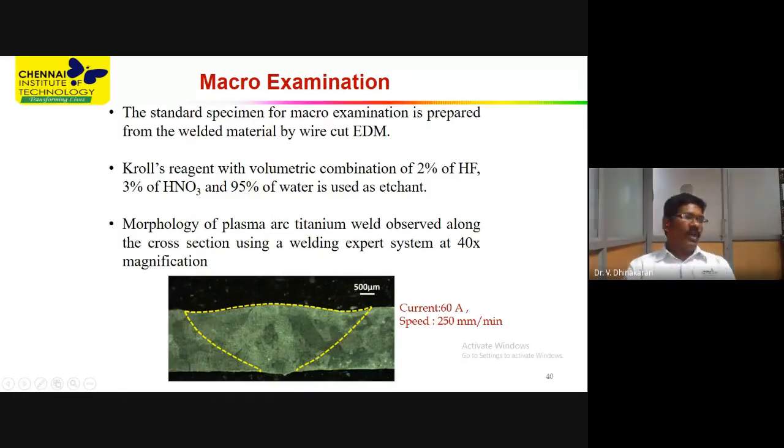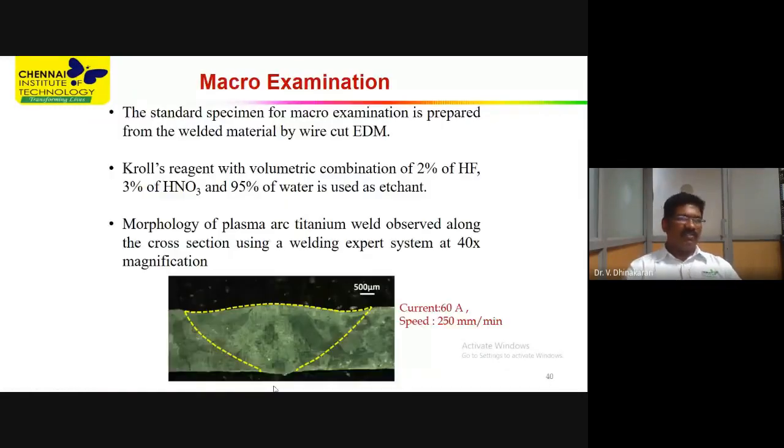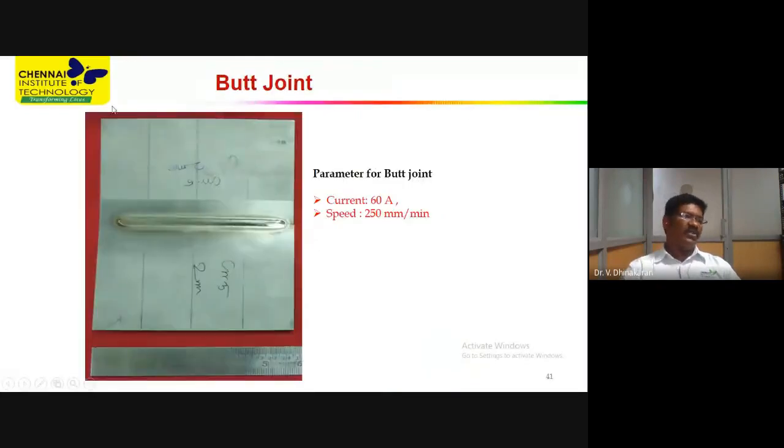Okay. So after welding, we have cut the specimens and seen the penetration of the welding. Then we found that the 60 amps current at 250 millimeters per minute welding speed has yielded a full depth of penetration. Hence, that parameter has been chosen for creating the butt weld joint.